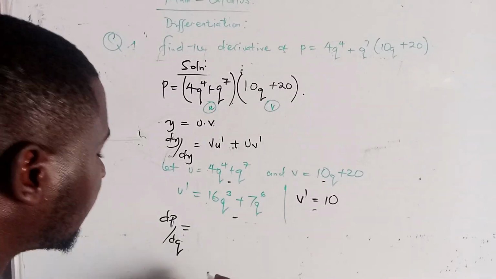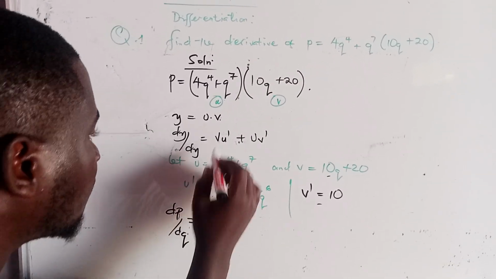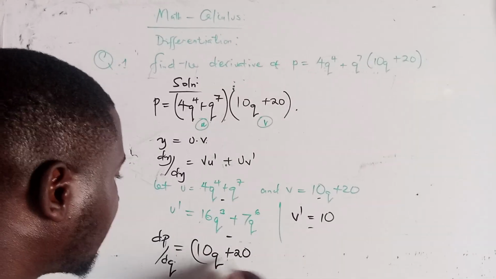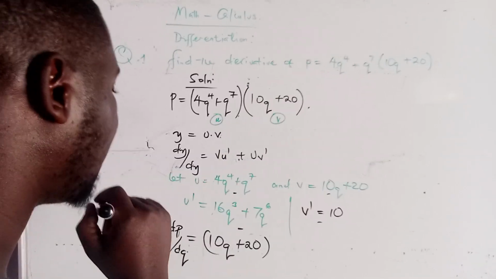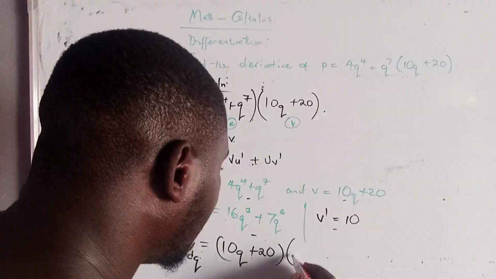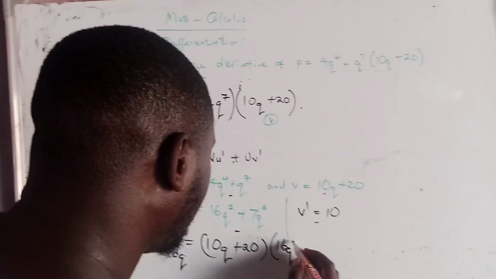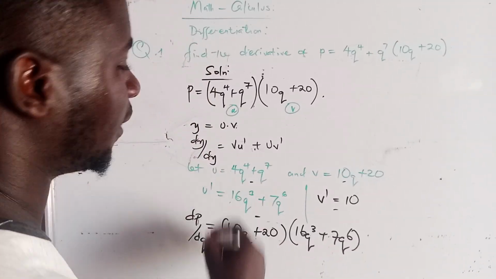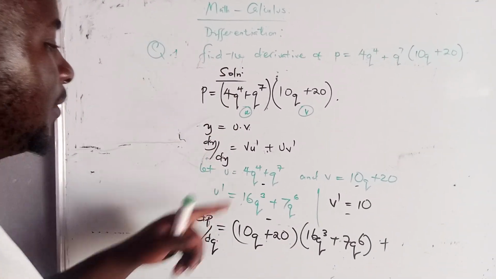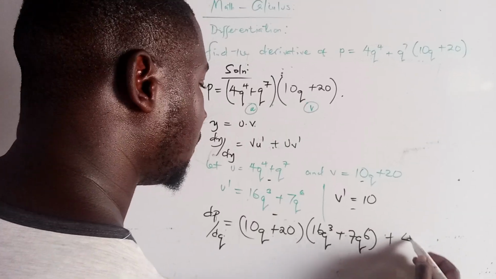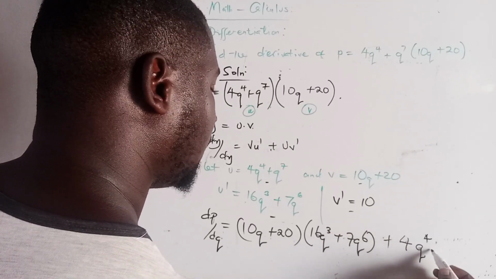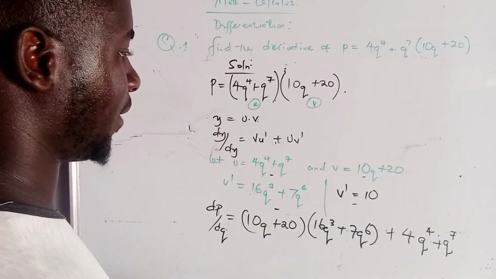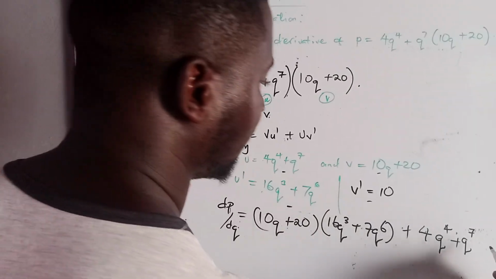So what we're going to produce: where is v? That's v, 10q + 20. You multiply this one with u prime. u prime is 16q^3 + 7q^6. Then you add u. u is this one, 4q^4 + q^7, multiplied by v prime, which is 10.